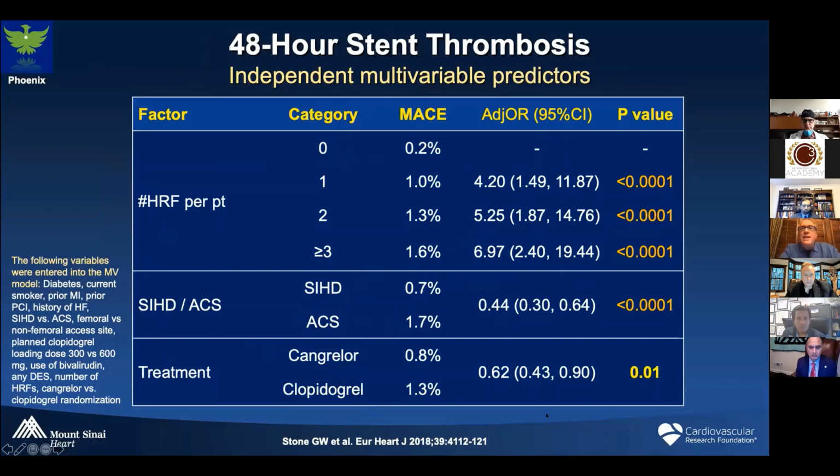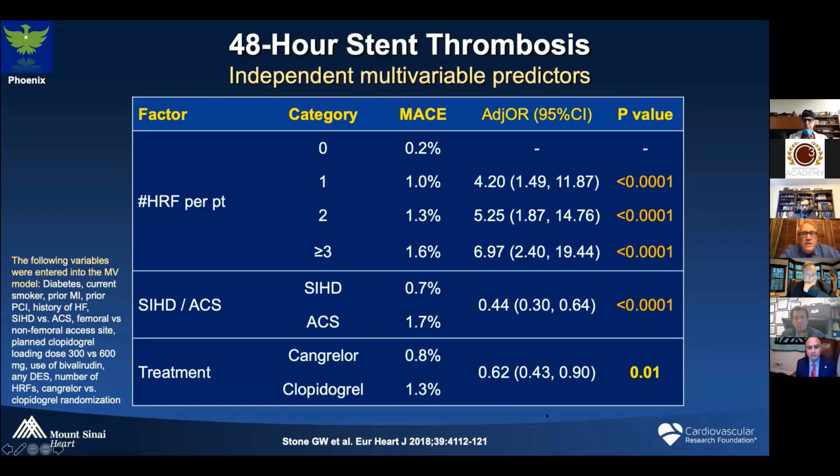And then my last slide is this, looking at the independent multivariable predictors of stent thrombosis. You can see it's the number of high-risk features. And this is independent of clinical presentation. As you go from 0 high-risk features to 1 to 2 to greater than or equal to 3, if you have even 1 high-risk feature by multivariable analysis, that really identifies a group of patients that's 4 times higher risk for stent thrombosis, then 5 times, then almost 7 times with 3 or more high-risk features.